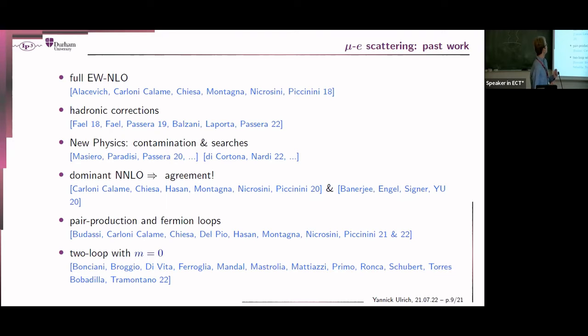People have done the full electroweak NNLO, including QED, obviously, and that's the most important bit, but they've done electroweak as well, just to make sure it doesn't matter, and it doesn't, so that's nice. Hadronic corrections are under control. People have looked both at new physics contamination and found it to be not important, and then still, can we use this to find new physics? And these are just a bunch of papers. There are more, because it's new physics, and there's always a lot of papers on it.